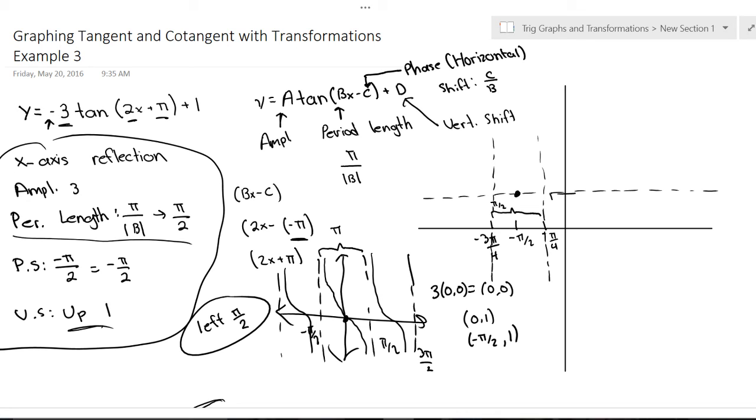So that's going to be an important point, and that means these pi over 4s are going to be our asymptotes, because they have to contain the graph. We also figured out that because we did an x-axis reflection, instead of going up, we're going down. So we're going to go down like this, and that 3 just makes it a bit steeper.